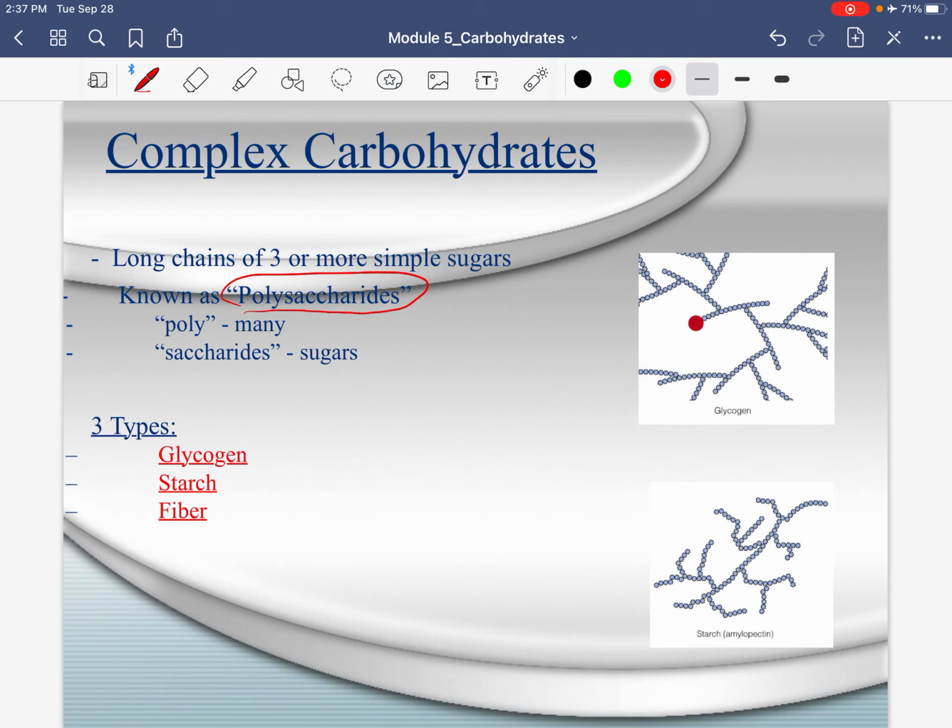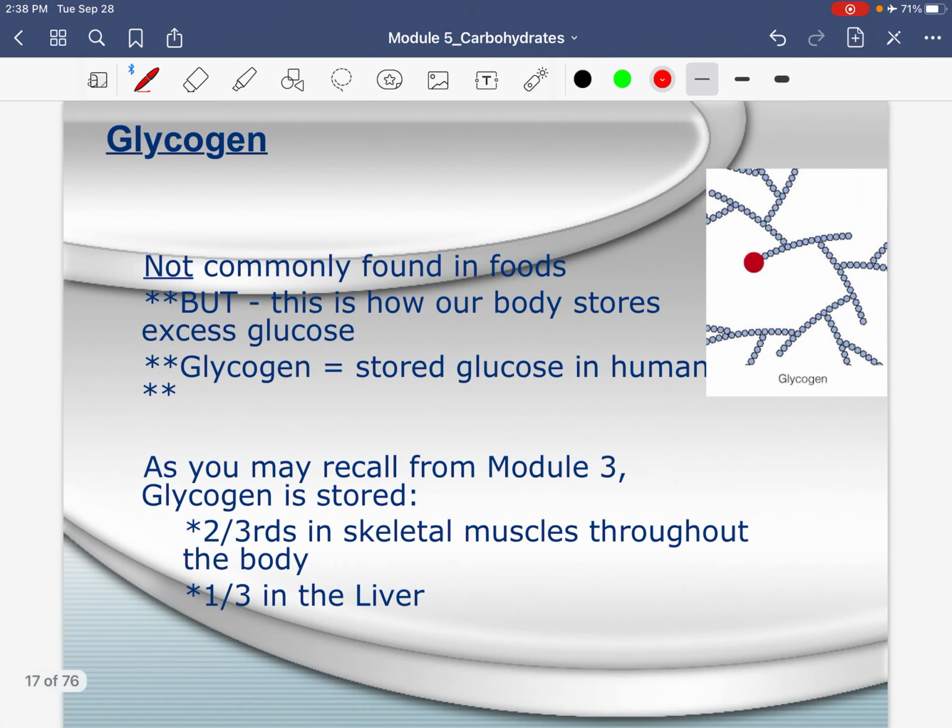3 examples of polysaccharides: glycogen, starch, and fiber. As you can see from these pictures, there are little stop sign hexagon shapes, but there's one after another, after another. So there's just so many, these long chains, many together. Glycogen, here we go. Glycogen, it's not commonly found in foods.